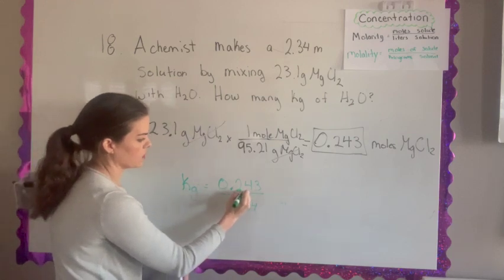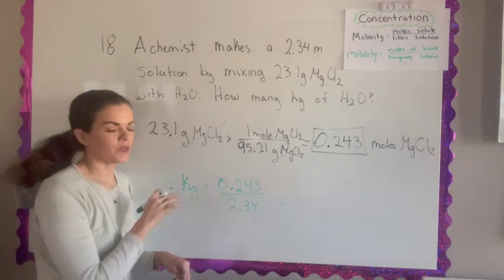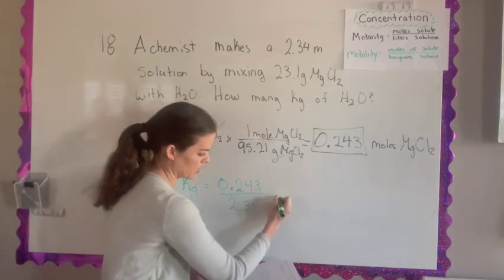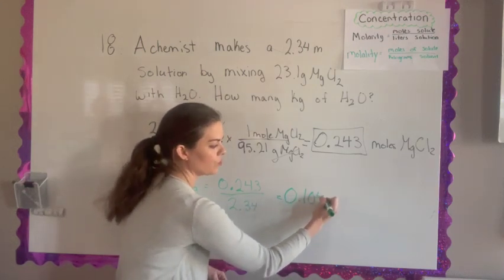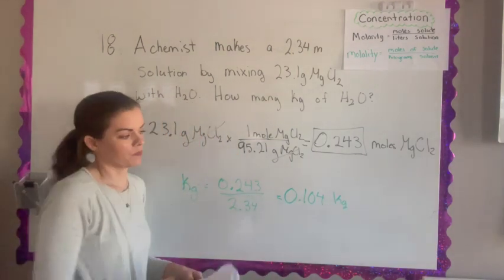So kilograms equals 0.243 divided by 2.34. Those numbers feel really similar to each other. And I'm going to get 0.104, and this is the kilograms of water that they're asking you for.